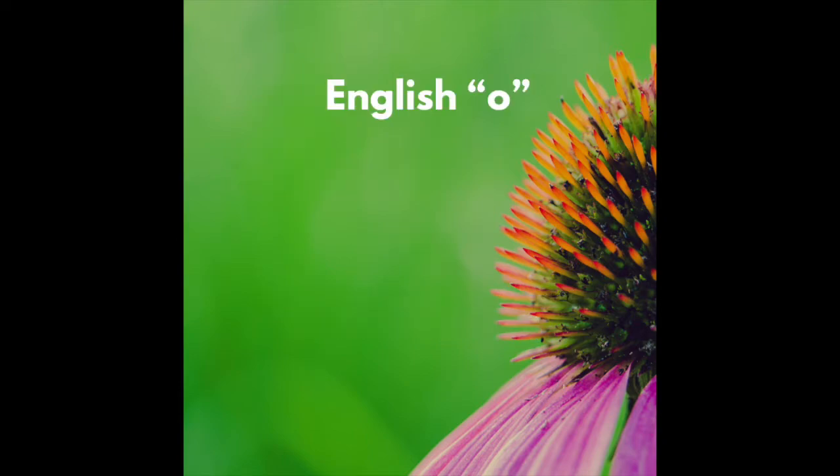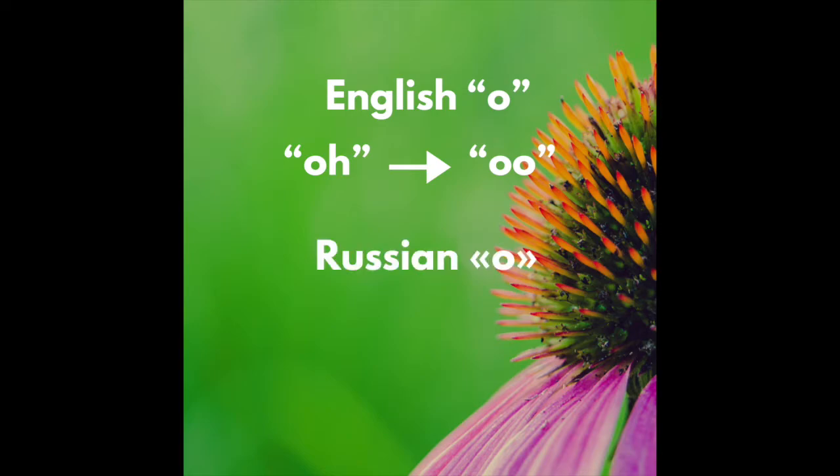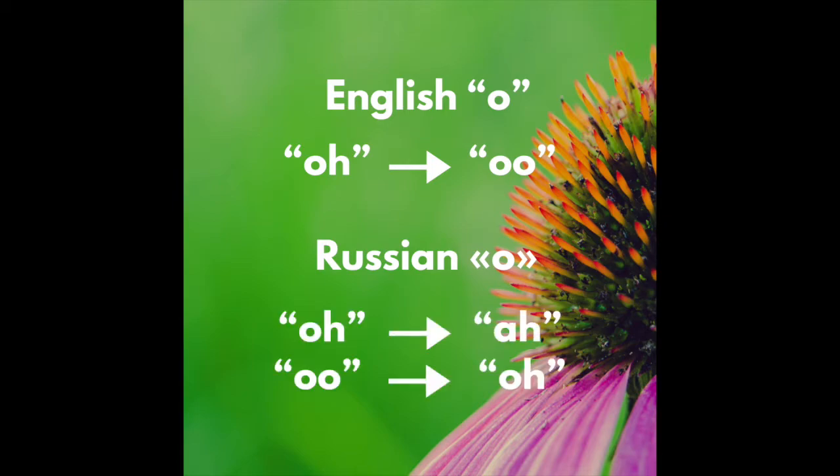The English O actually closes to an oo sound. Oh. Oh. But Russian does the opposite. Start closed and open up a little, either from an O to an ah sound or from an oo to an o sound. O. O.